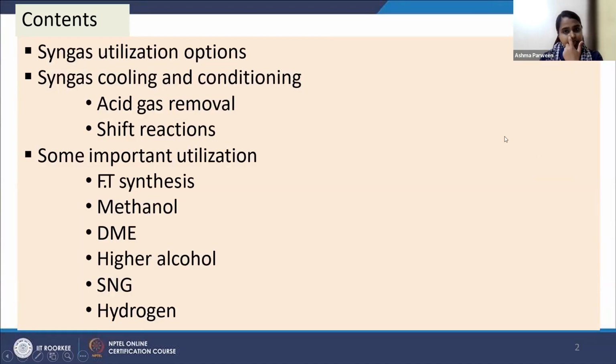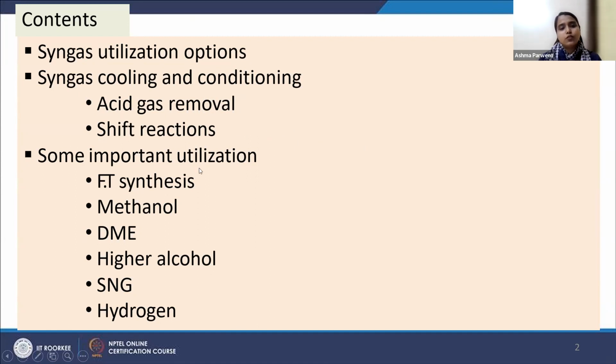So after the syngas is produced, we need to do certain modification to the syngas to further utilize it for different purposes. First, we need to cool the syngas, and then conditioning is required to modify its composition. In syngas cooling and conditioning, what we do is first acid gas removal. Whatever sulfide is present in the form of H2S or COS, we need to remove that. Then we do shift reactions to enhance its composition.